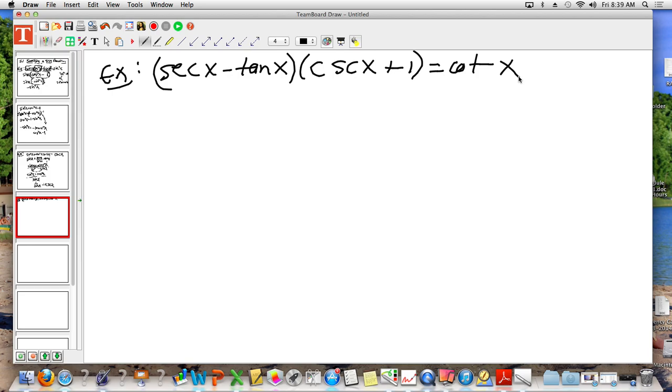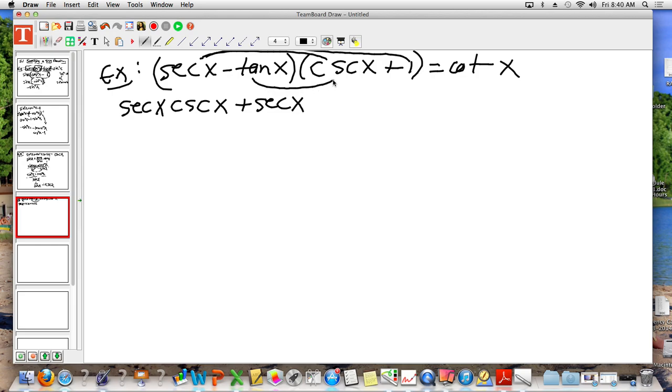So we're going to multiply secant of x times the cosecant of x. It's going to be long, because there's a lot of writing here, so don't write huge. So we have the secant of x, cosecant of x. And then we multiply secant of x times 1, so plus the secant of x. Then negative tan of x times the cosecant of x, which is negative tan x cosecant x. And then negative tan of x times 1, which is negative tan of x.